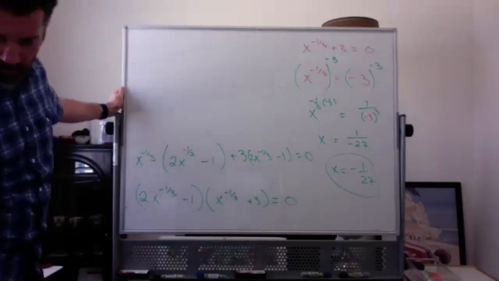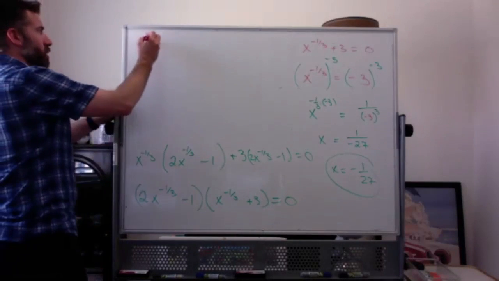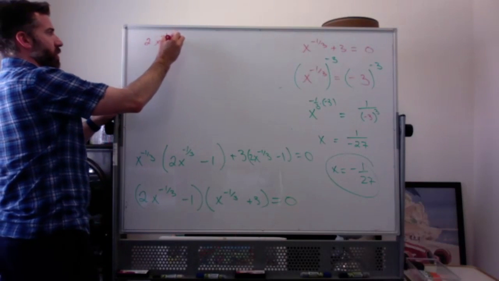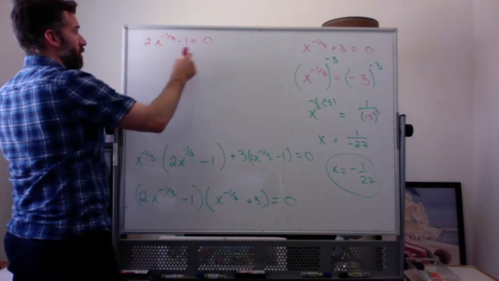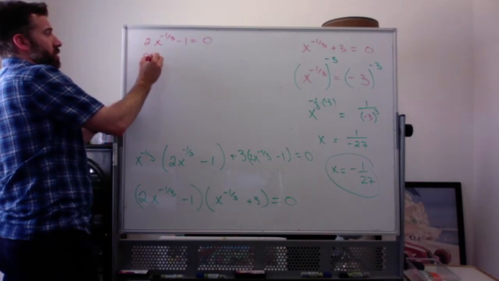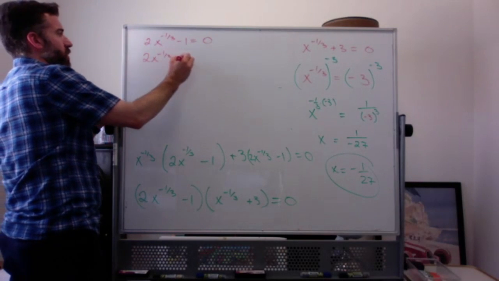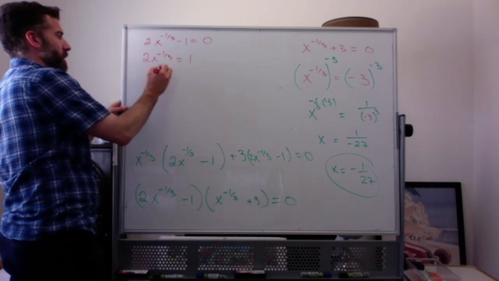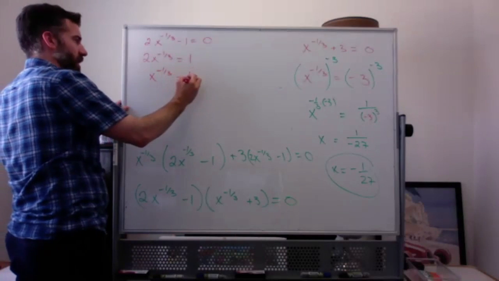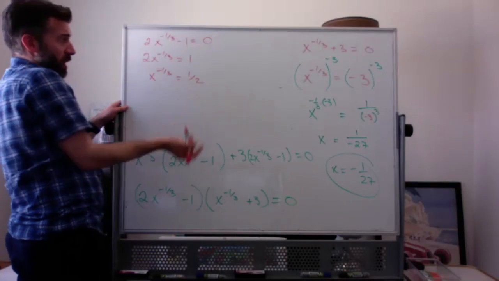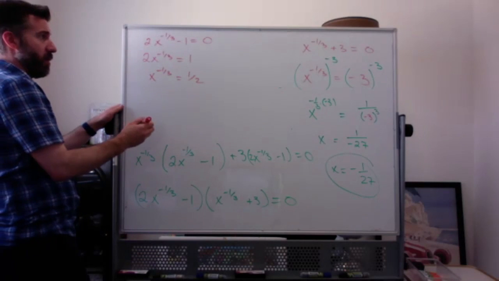So this part equal to 0. 2x to the negative 1/3 minus 1 equals 0. I'm going to solve for x. 2x to the negative 1/3 equals 1. x to the negative 1/3 equals 1/2. And then I'm going to raise both sides to the negative 3rd power.